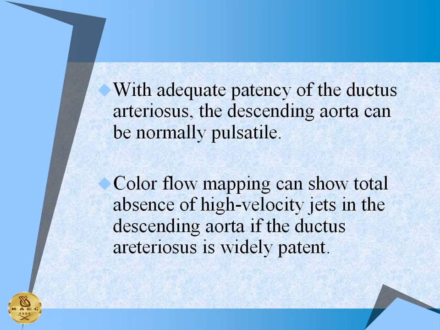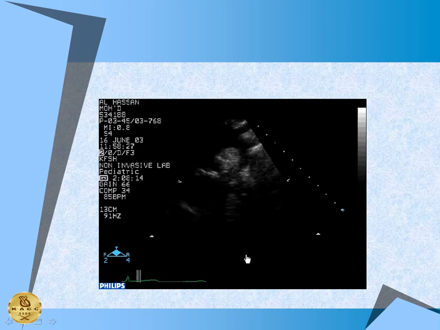With adequate patency of the ductus arteriosus, the abdominal aorta pulsatility can be normal. So an interruption, don't be deceived by that. Actually, don't be deceived even clinically, because the pulses may be normal if the ductus is open. Color flow mapping can show total absence of high velocity jet in the descending aorta because the ductus is widely patent. So you will not get a gradient.